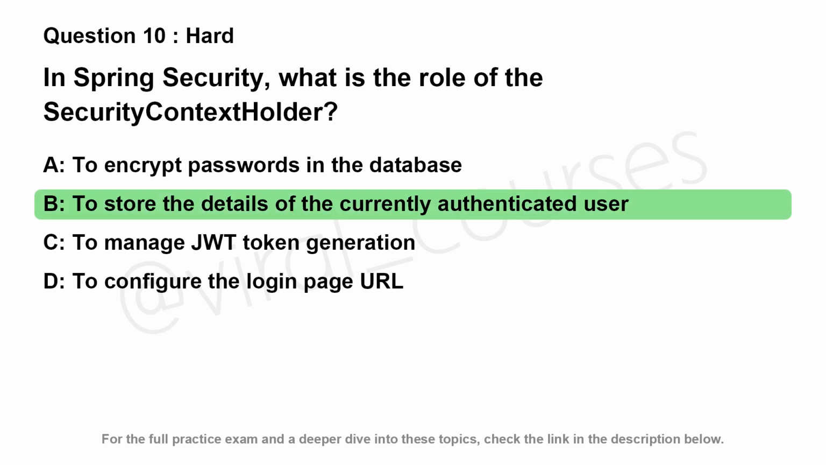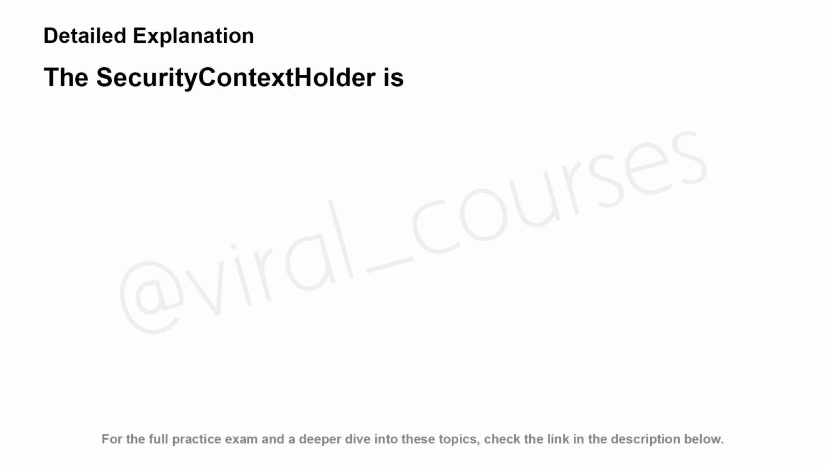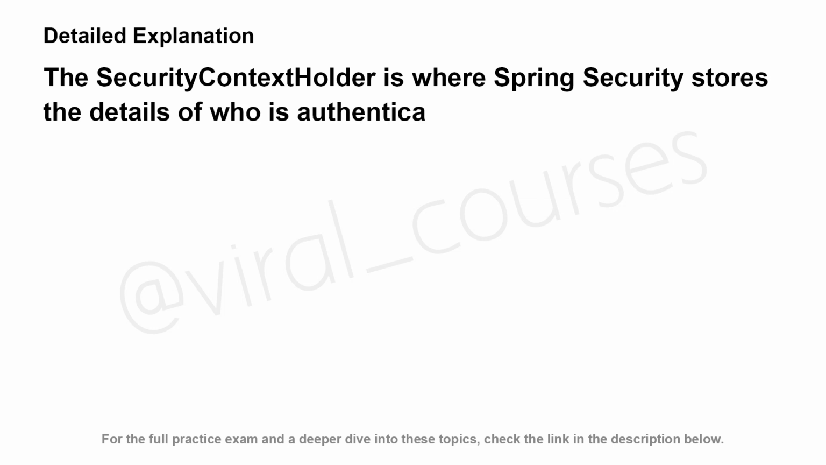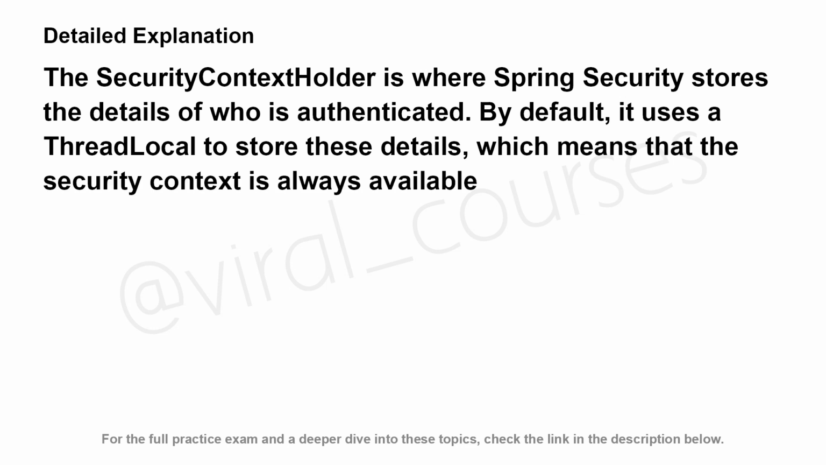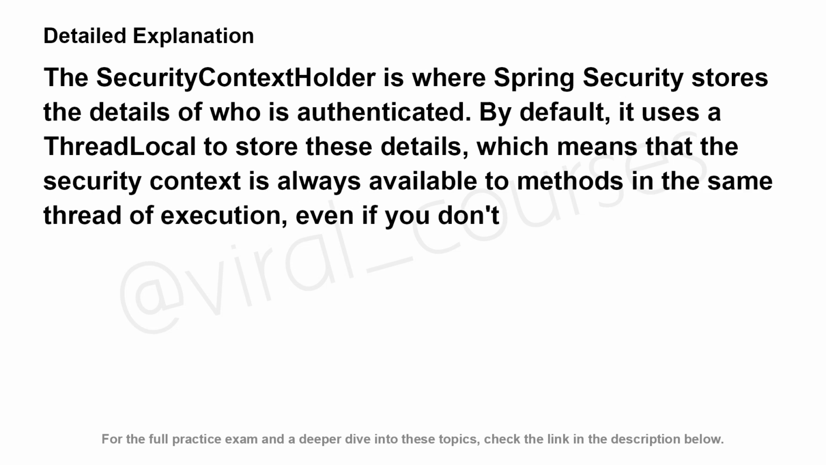The correct answer is B. The security context holder is where Spring Security stores the details of who is authenticated. By default, it uses a thread local to store these details, which means that the security context is always available to methods in the same thread of execution, even if you don't explicitly pass it around.